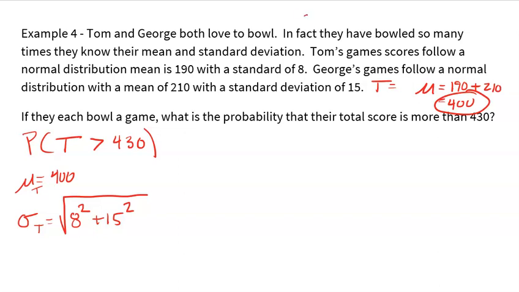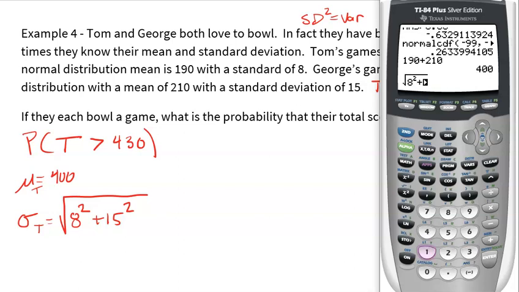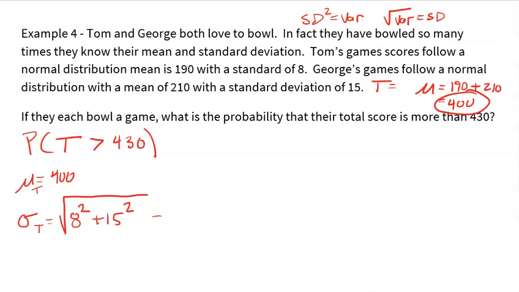Just keep in mind that standard deviation squared equals variance. Therefore, the square root of variance equals standard deviation. All right, so what I have to do on my calculator is the square root of 8 squared plus 15 squared. That's all of my variance, and I get 17. Pretty nice number. Doesn't always work out to be such a nice whole number, but it did here.